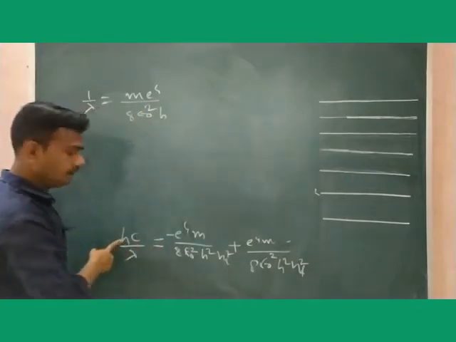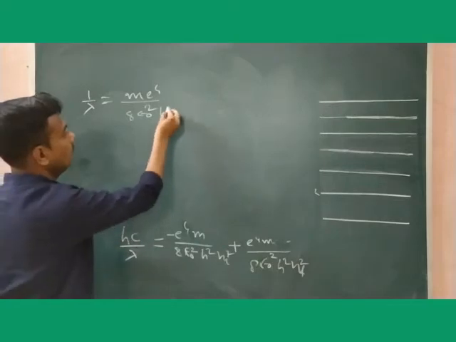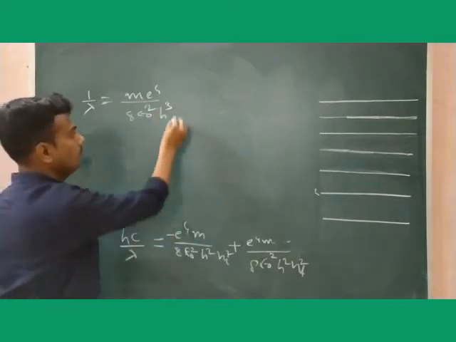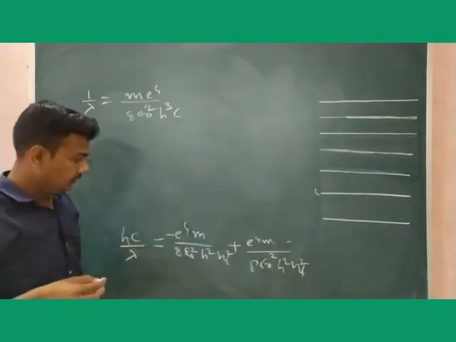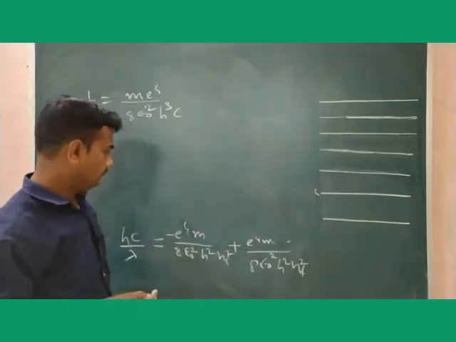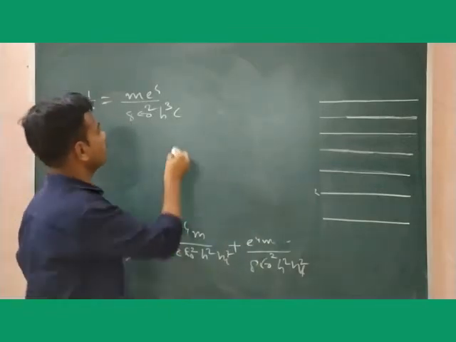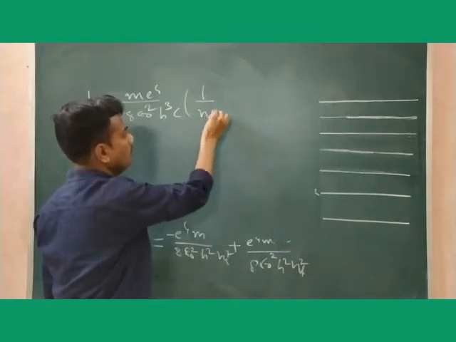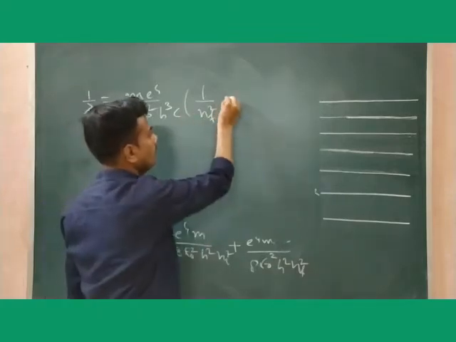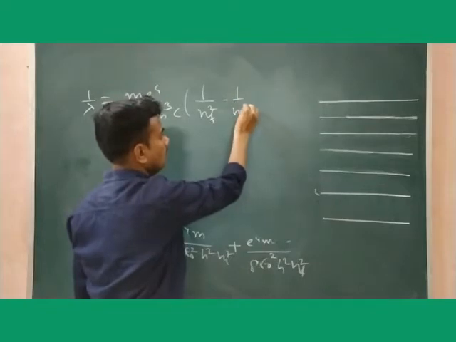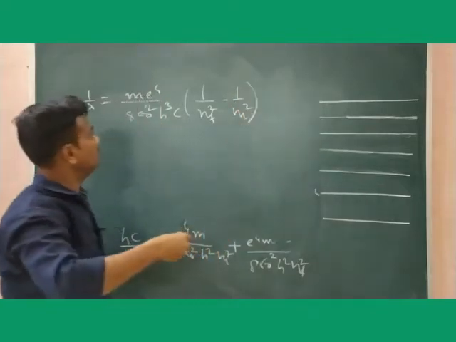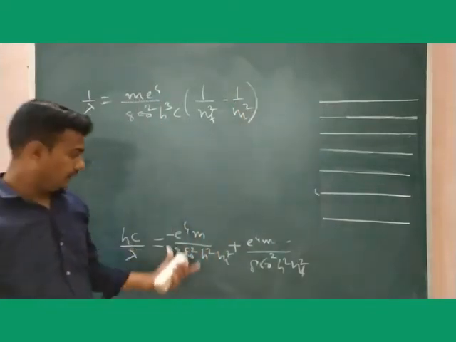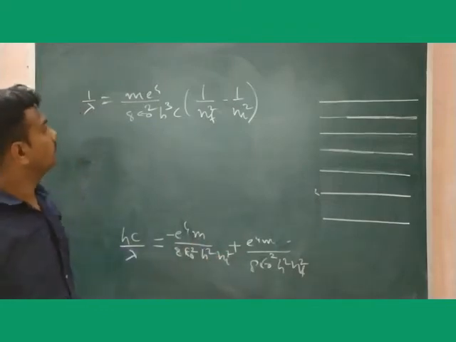If you multiply this with that, it will come out to be h cube into c, and what is remaining is, in bracket, nf square minus ni square. Okay, so only these terms are remaining, all the terms which we have written here.